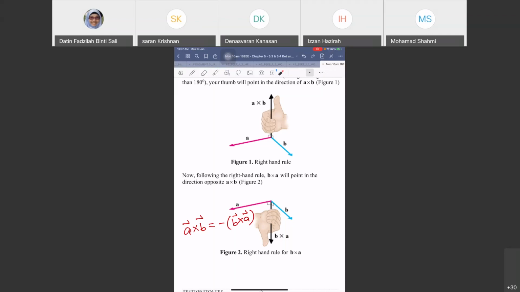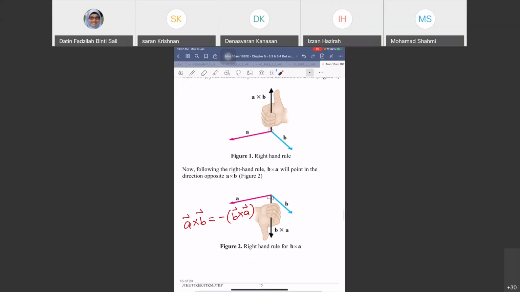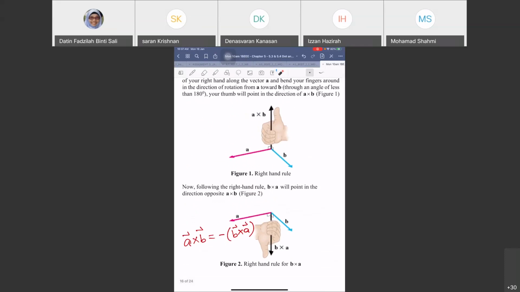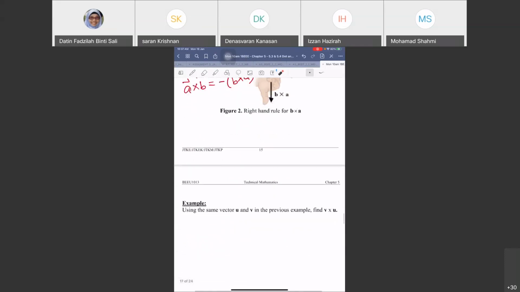You can see that this vector A makes 90 degrees to this cross product. Vector B also makes 90 degrees to A cross B. So this is the right hand rule diagram. Let's continue.